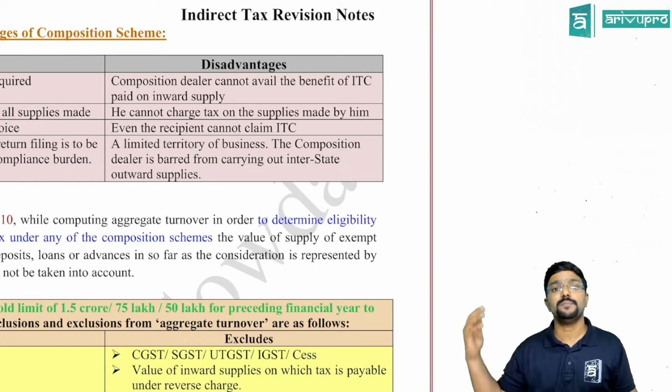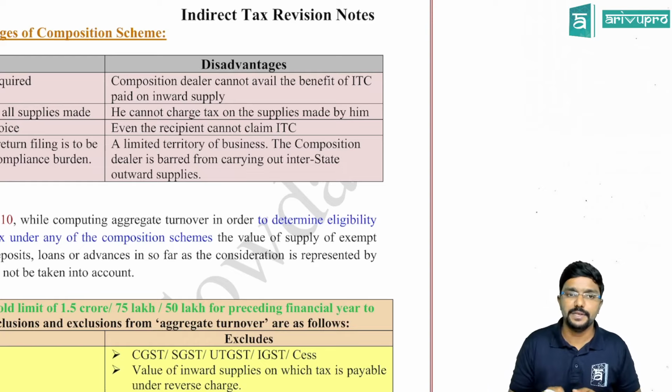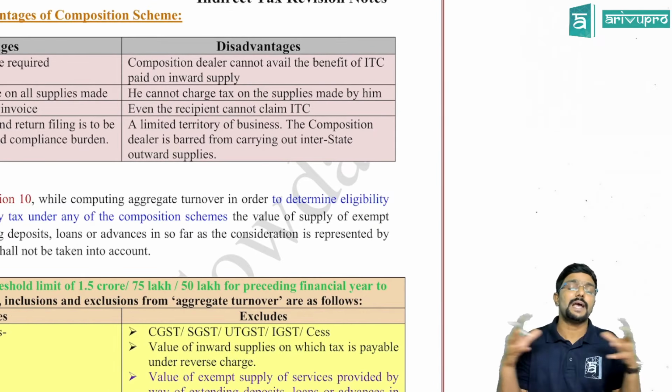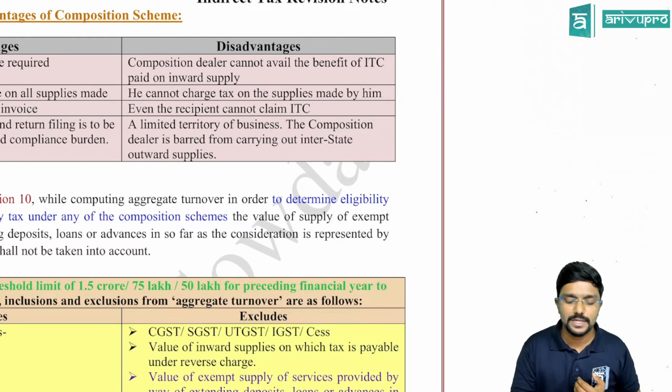Then even the recipient, whoever is purchasing the goods from a composition supplier, cannot claim ITC. Then the person who has opted for the composition scheme cannot carry on the business outside the state. He cannot supply the goods or services outside the state.